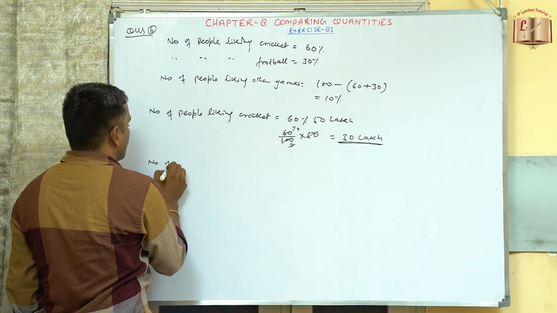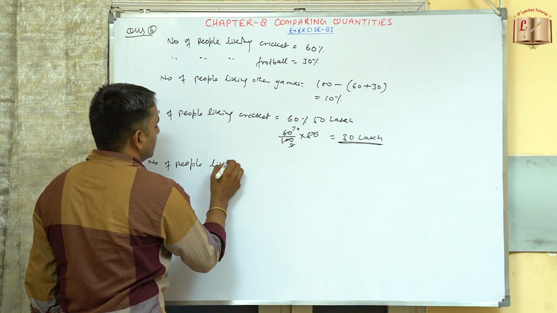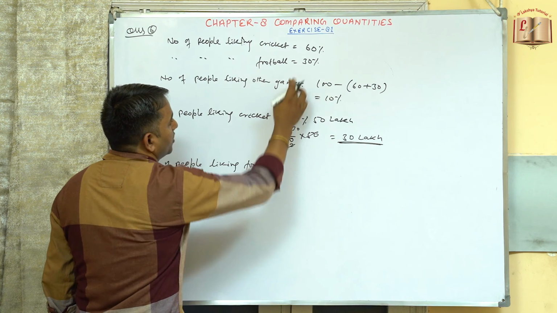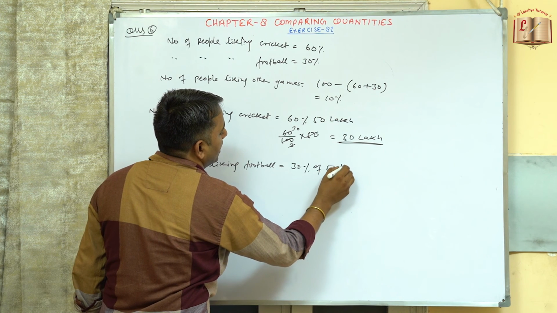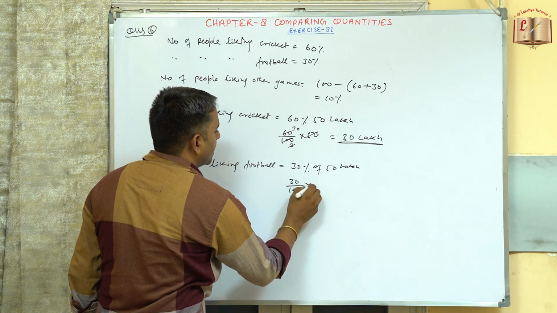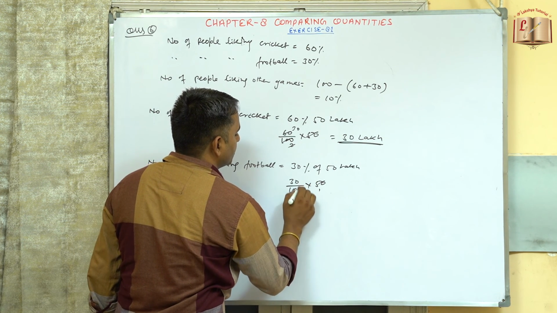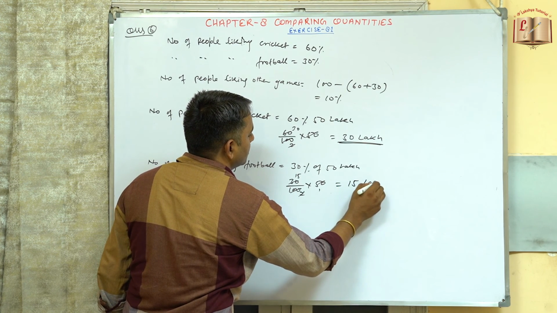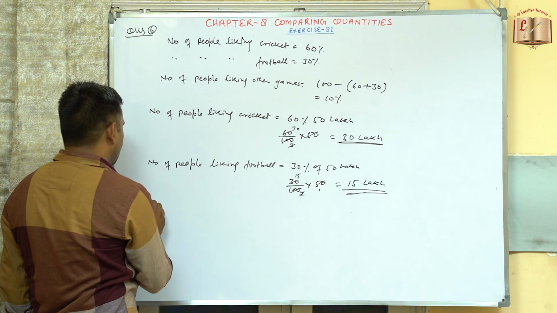Similarly, number of people liking football. How much is football liking? 30%. So 30% of 50 lakh. So this will be 30 by 100 into 50. So 50 1 ja, 50 2 ja. So this will be 15. So they are 15 lakh. So 15 lakh people like football.